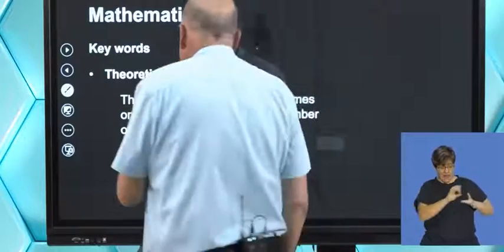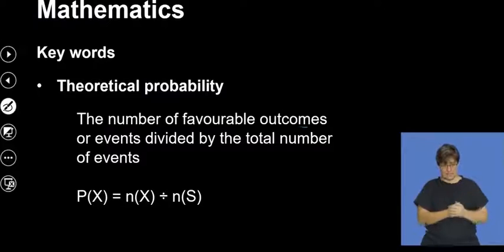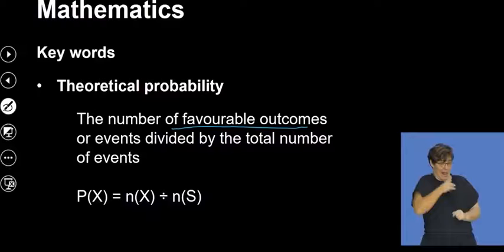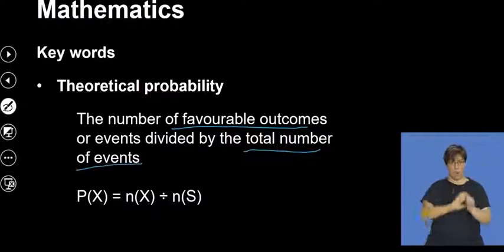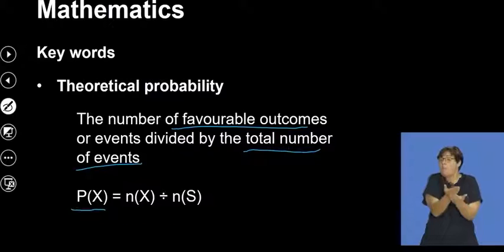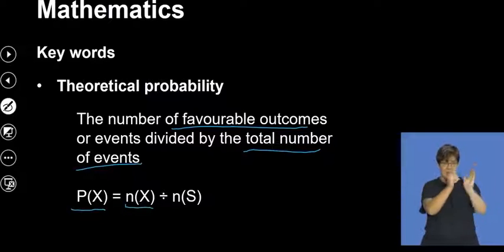So we get this idea that the number of favorable events, the ones that we would like to happen or we're interested in happening, is divided by the total number of events. And so the probability of X taking place is simply this fraction. It's the number divided by the total number in the sample space.